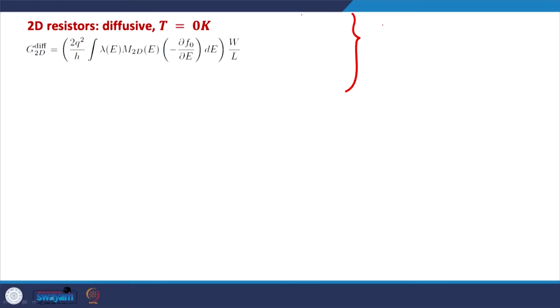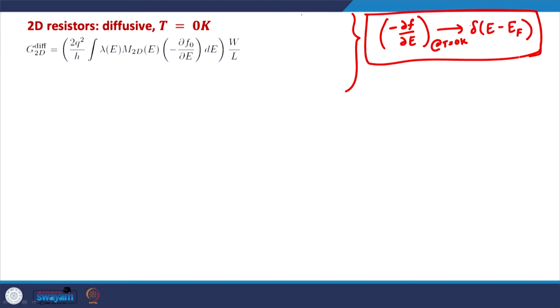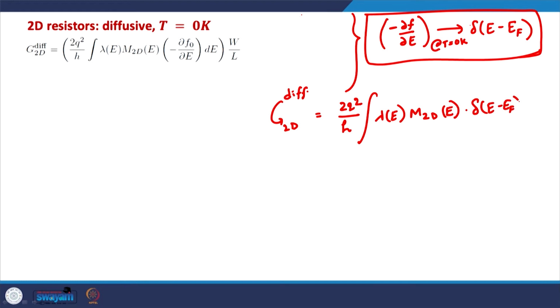So let us first see what happens at T equal to 0 Kelvin. Like we know, this Fermi window function, minus del f by del E, boils down to a delta function at the Fermi level at T equal to 0 Kelvin, and this greatly simplifies the integration. So for a 2D diffusive conductor, the conductance can be written as 2q squared by h, integral of lambda(E) M2D(E), with minus del f by del E written as delta(E minus EF), dE, and all this times W by L.